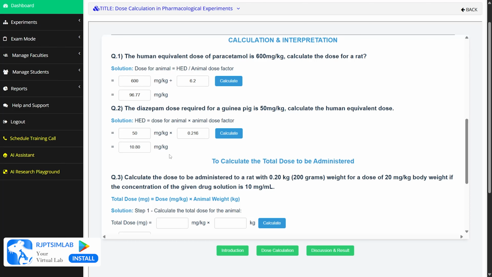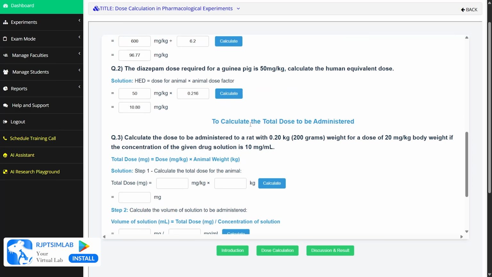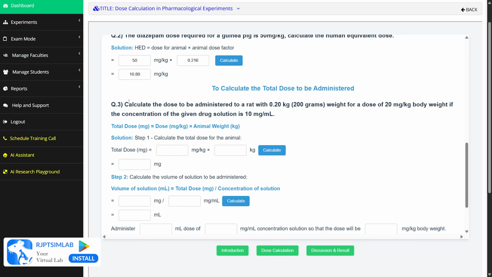So I think we have understood how to calculate the dose of our animal and how to calculate the human equivalent dose. Now let's move forward. Now let us learn how to calculate the total dose to be administered to the animal or to the human. So let us understand it through another example. The example says calculate the dose to be administered to a rat with 0.20 kilogram, 200 grams. The 0.2 kilogram, when we convert it into grams, is 200 grams. This is the weight of the rat.